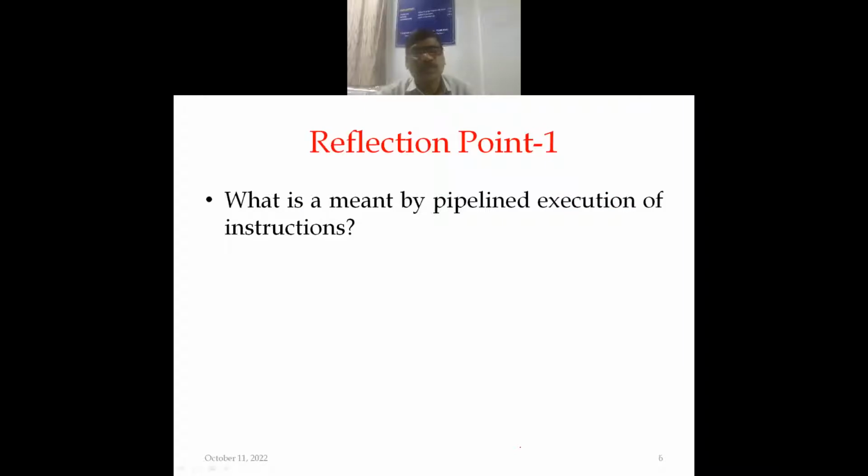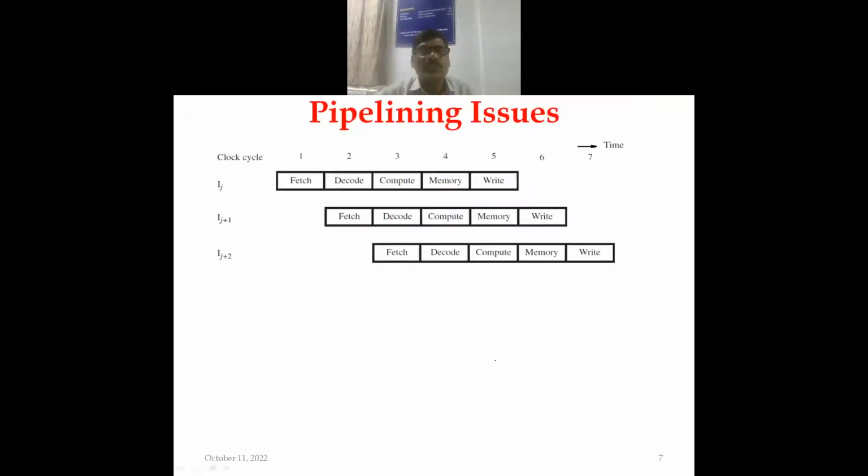Right. Now this is reflection point one. What is meant by pipeline execution of an instruction? Any students, can you answer that? We already had a discussion on this in the self-learning topic, basic concepts of pipeline. Pipeline execution is nothing but interleaved execution of multiple instructions. When we are executing instructions in a pipelined manner, we have already seen three instructions, Ij, Ij plus 1, Ij plus 2. These are the three instructions which we want to execute in a pipelined manner.